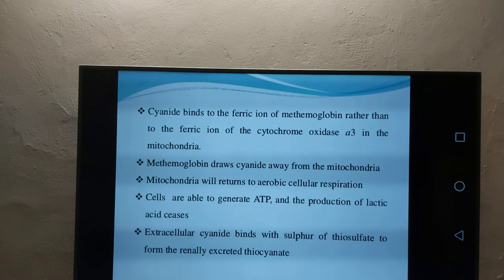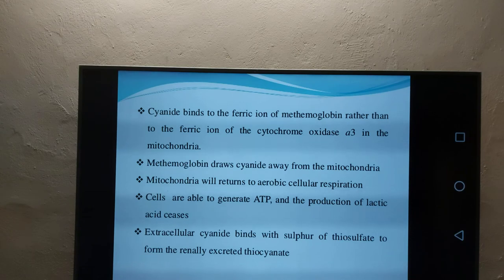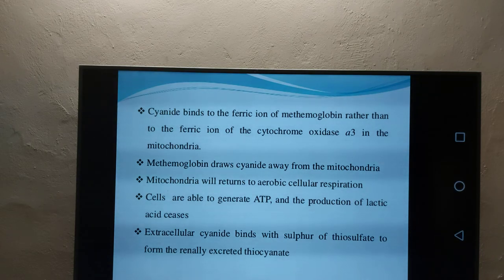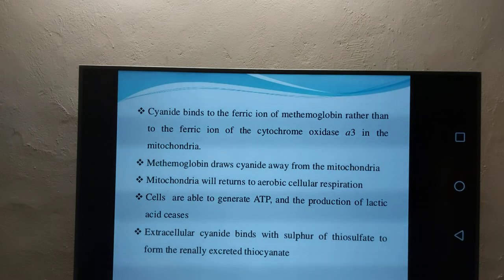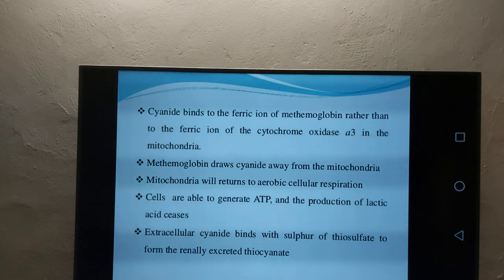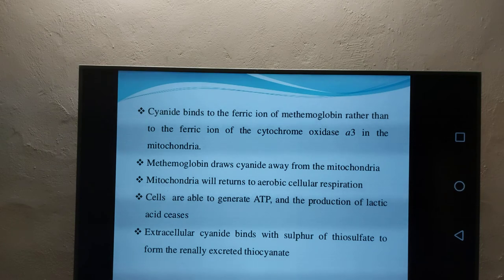There are three medications. Cyanide binds to the ferric ion of methemoglobin rather than to the ferric ion of the cytochrome oxidase a3 in the mitochondria. Methemoglobin draws cyanide away from the mitochondria. Mitochondria will return to aerobic cellular respiration. Cells are able to generate ATP and the production of lactic acid ceases.